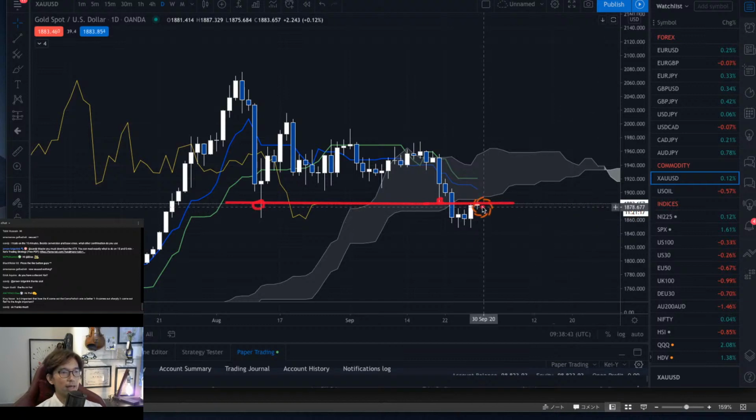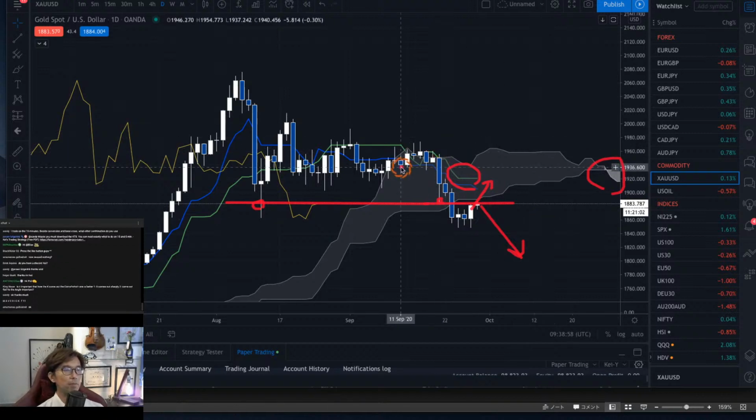1883 area, and it can go down, but we never know. We don't know in this case because Kumo flat and Kijun-sen flat. So it can continue to go up, and it can be into the Kumo. Because remember, we saw the forecast line ended here. So the candlestick ended between the forecast lines. So the market can go up and down, up and down.